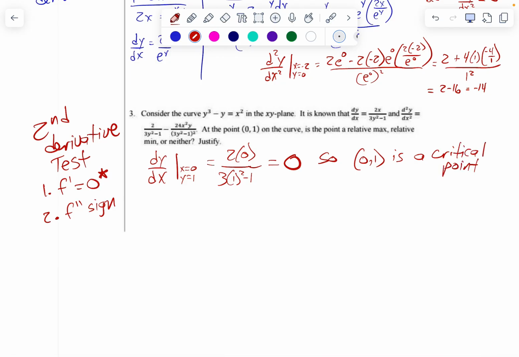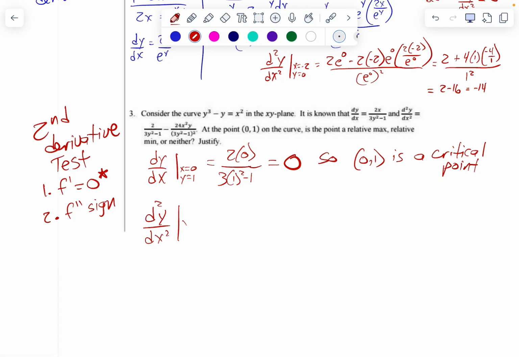What if it had been any other number, or DNE? What would we pick then? We would say it's neither, right? If this had equaled anything else but 0, we would say neither, because there isn't a critical point there. All right, now we've got to check the sign of the second derivative.